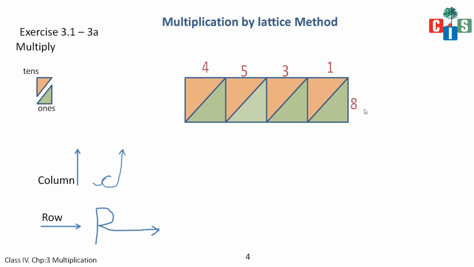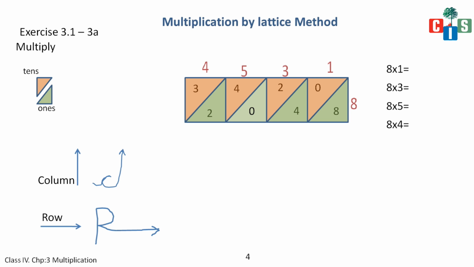Clear? Now we will start. 8 ones are 8, so 8 in the ones place and 0 in the tens place. 8 threes are 24, 4 in the ones place, 2 in the tens place. 8 fives are 40, so 0 in the ones place and 4 in the tens place. 8 fours are 32, so 2 in the ones place and 3 in the tens place. Fine. Now what you have to do? You have to do addition.